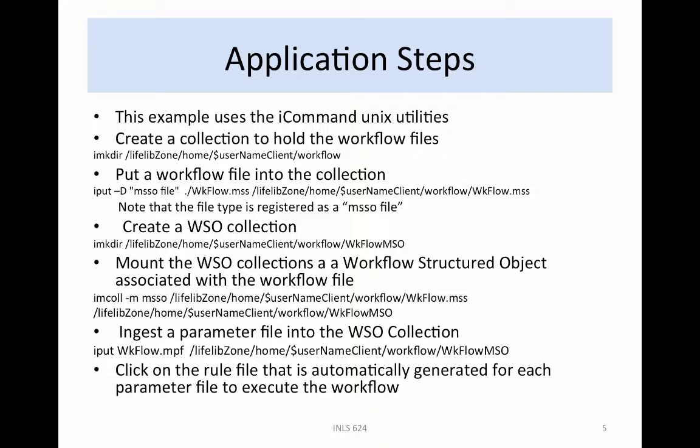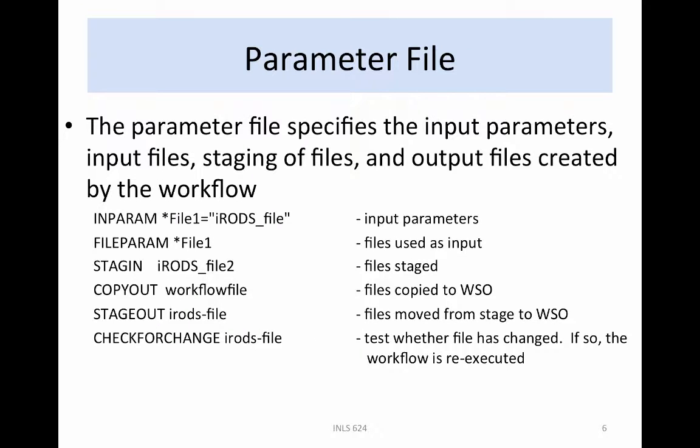Ingest a parameter file into the WSO collection. The data grid will generate a separate wkflow.run file automatically for each .mpf file. iput wkflow.mpf lifelib zone home $username client workflow wkflow mso. Click on the rule file that is automatically generated for each parameter file to execute the workflow.